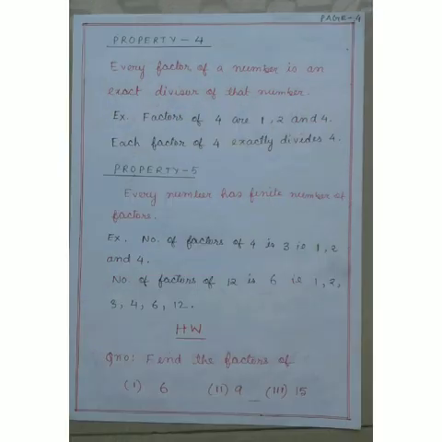Property number 4, every factor of a number is an exact divisor of that number. I have mentioned in the beginning, what is an exact divisor? If there is no remainder, then that is the exact divisor. To be a factor, it should be an exact divisor. So, factors of 4 are 1, 2 and 4.